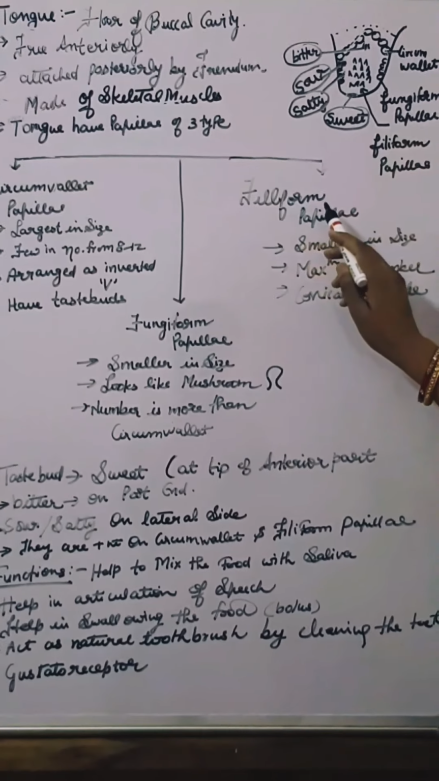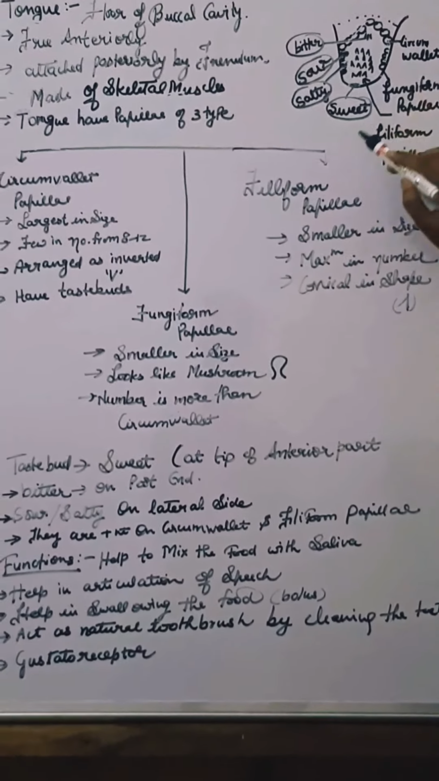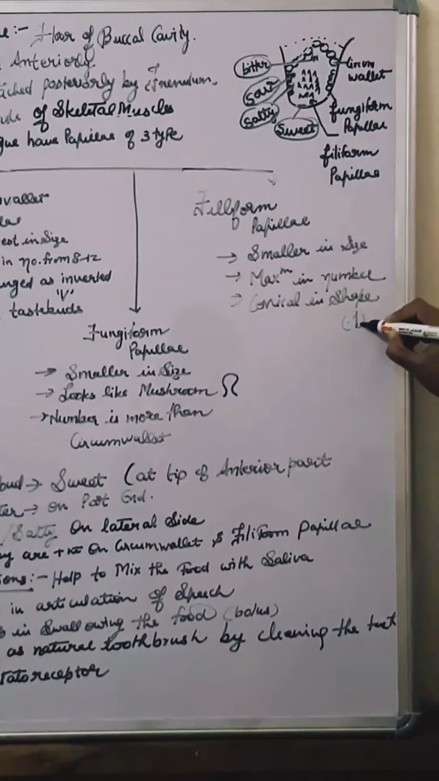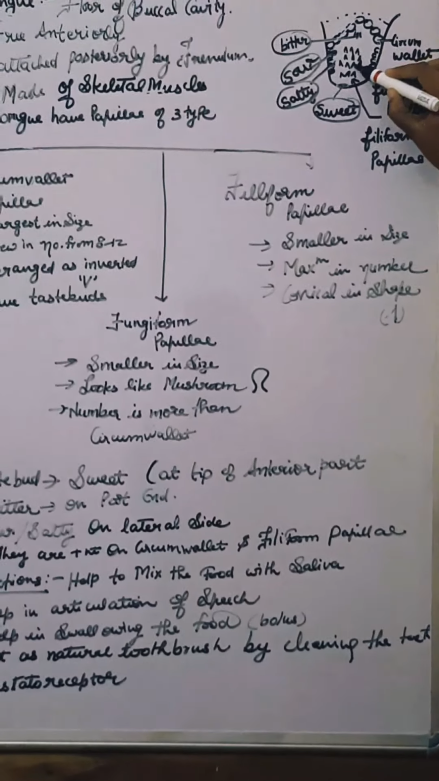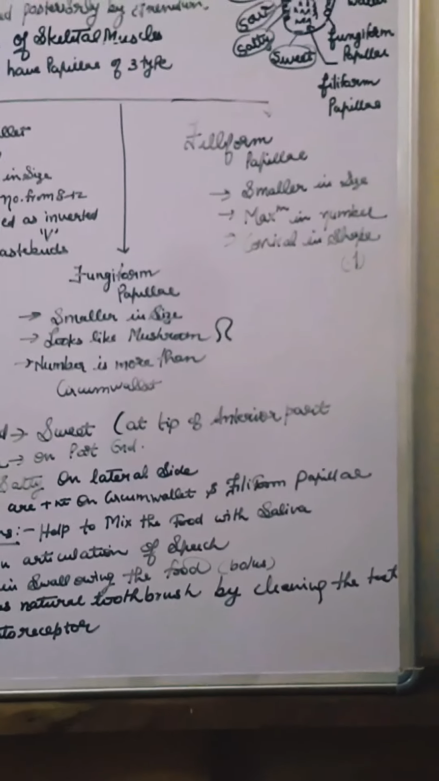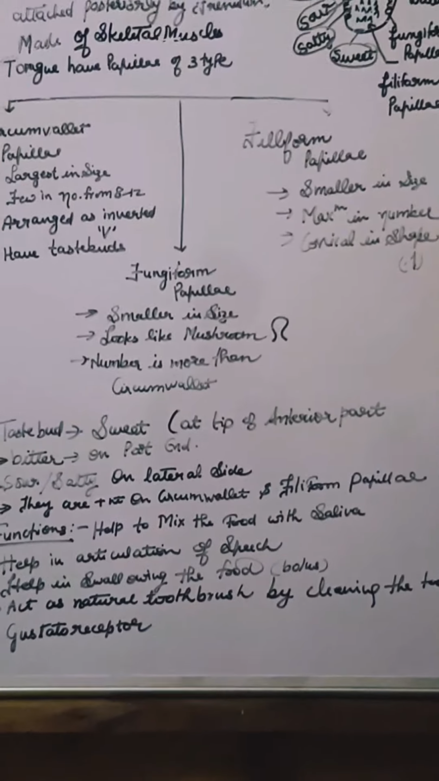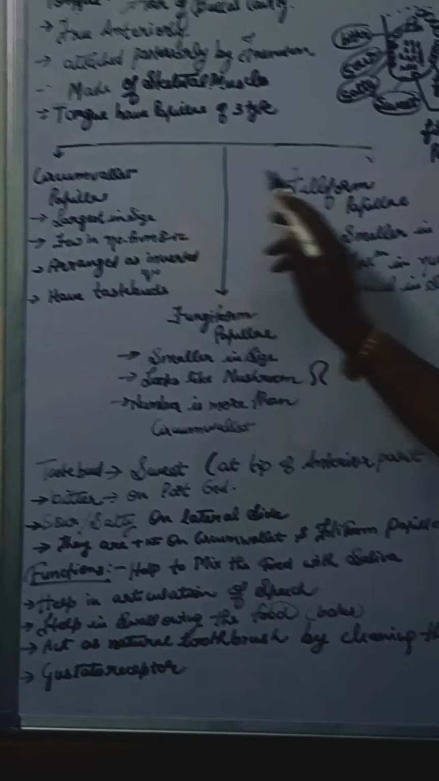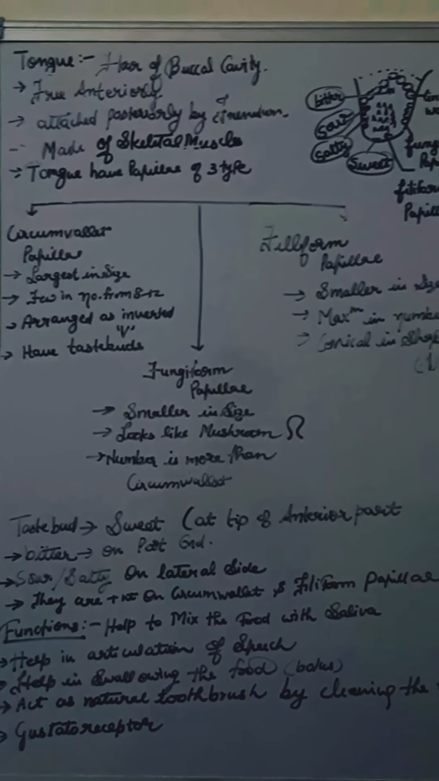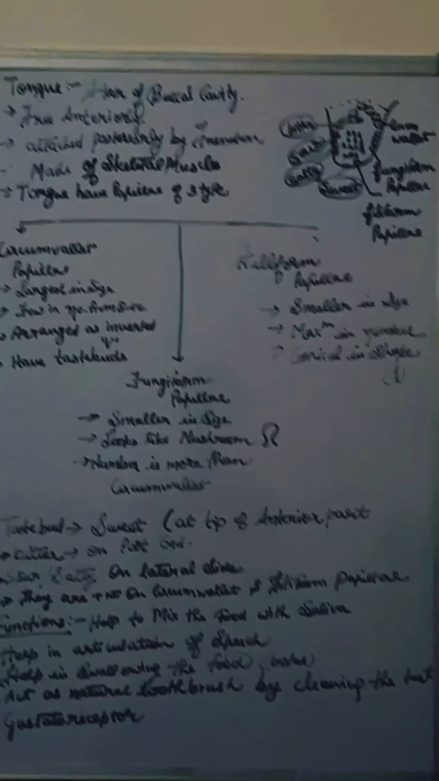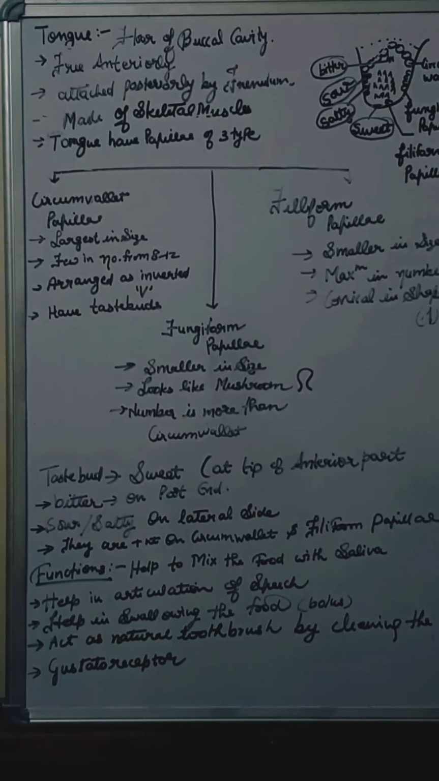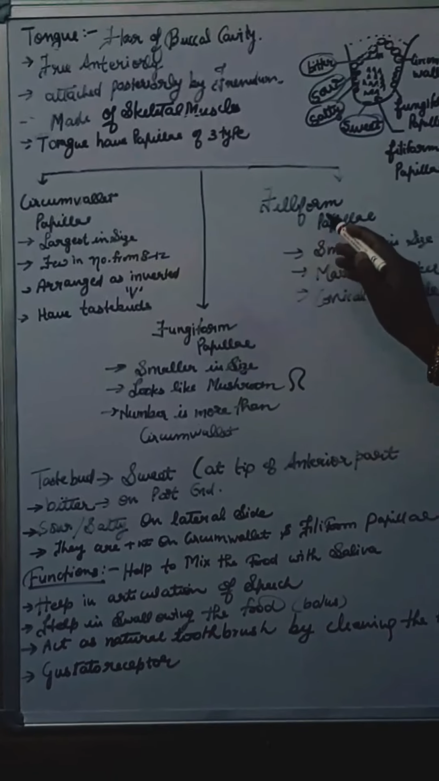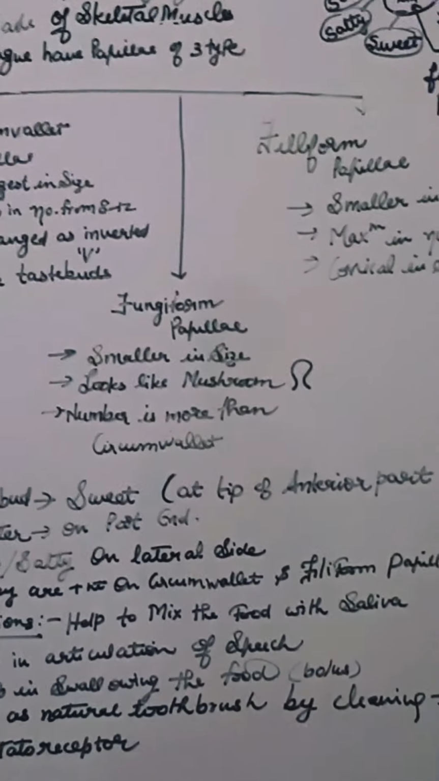Next, the third type of papillae present on the tongue is filiform papillae. Filiform papillae are inverted V in shape. They are smallest in size and maximum in number. These are the three types of papillae which make the surface of the tongue rough. The first and the third type contain taste buds. As we have studied, taste buds are the structures which give taste to the food. So these taste buds are present on the circumvallate papillae as well as filiform papillae.